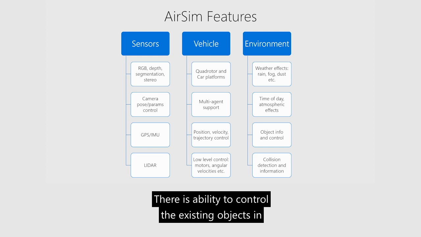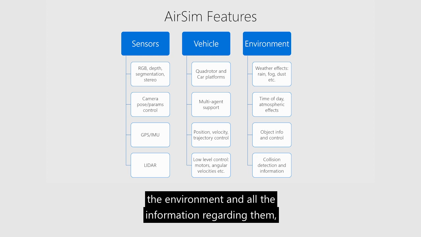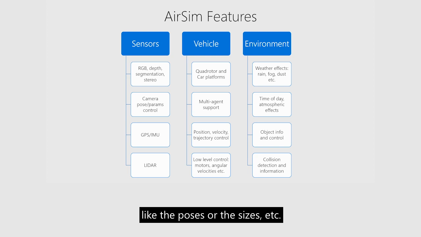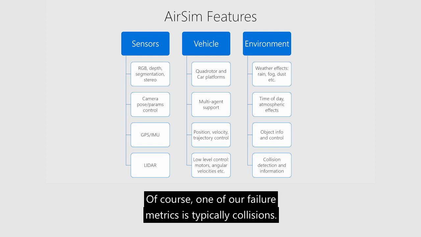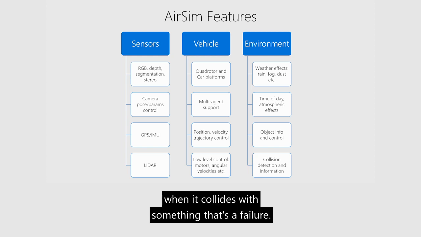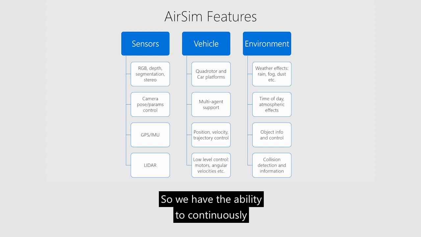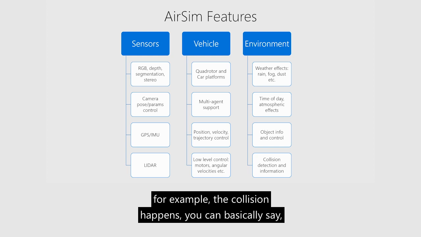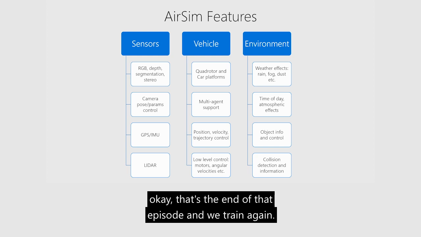There is the ability to control the existing objects in the environment and get all the information regarding them, like the poses or the sizes, etc. And of course, one of our failure metrics is typically collisions. When we have a self-driving car and it collides with something, that's a failure. So we have the ability to continuously record these collisions. Whenever a collision happens, you can say, okay, that's the end of that episode, let me train again. We have that information coming from AirSim as well.